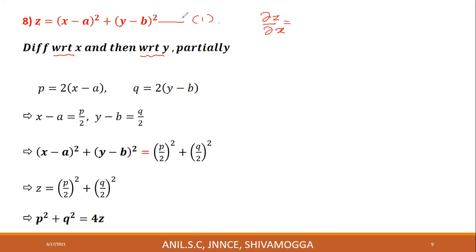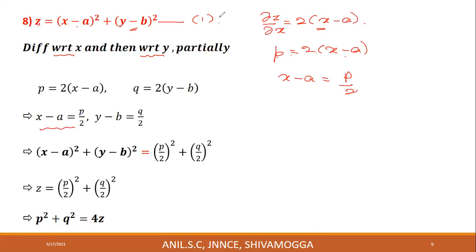∂z/∂x is equal to the derivative of (x − a)², which is 2(x − a). And this ∂z/∂x is denoted by the small letter p. The derivative of (x − a)² is 2(x − a), and (y − b)² is a constant, so its derivative must be 0. ∂z/∂x, denoted by p, is equal to 2(x − a), or x − a = p/2. This is x − a = p/2.